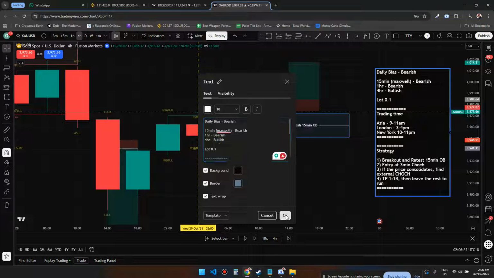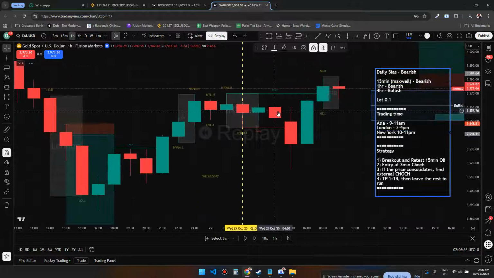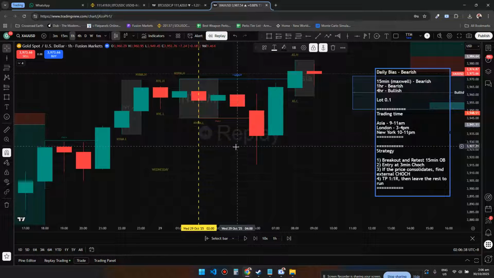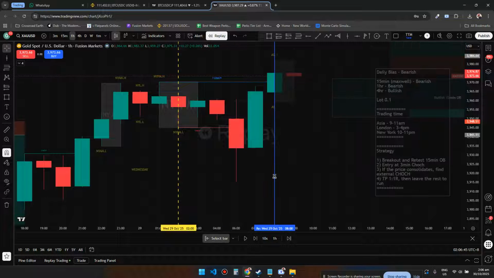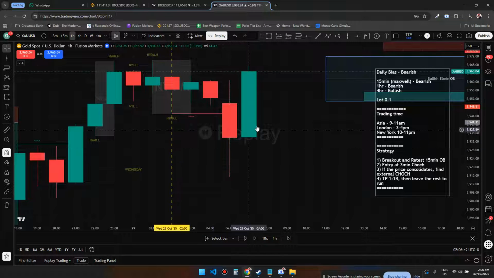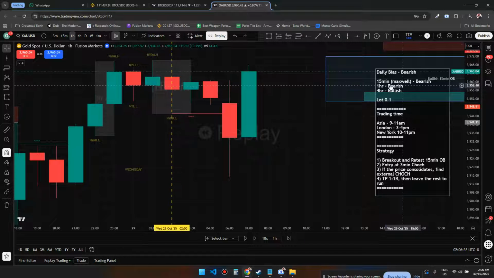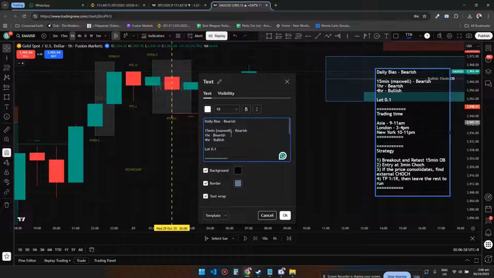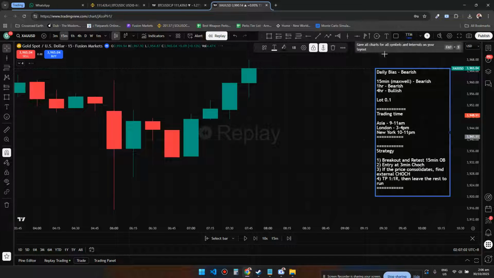And then we go to the 1 hour. For the 1 hour, you can see that before 8 a.m., it was bearish. So here I put bearish. The 1 hour I put bearish, and then let's go to the 15 minute.